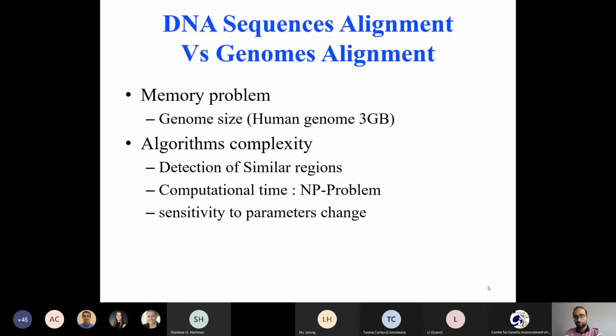In the beginning, a few years ago, we were talking about DNA sequence alignment. For example, I think you have knowledge of the Smith-Waterman and Needleman-Wunsch alignment algorithms. They were whole DNA sequence comparison methods. Now that we have genomes of large size, we are no longer able to use these methods. That's why we are now trying to implement whole genome alignment, which considers the memory problem, as genome sizes are now very huge, and the complexity of the algorithm in terms of execution time, computational time, and how sensitive they are to parameter changes.